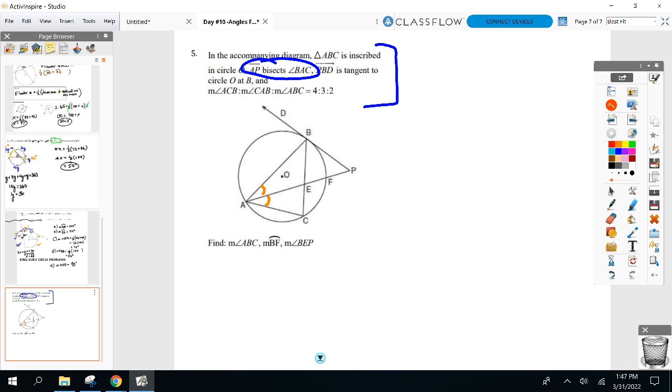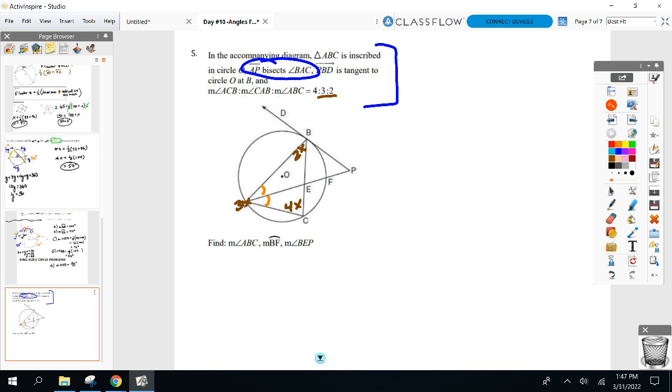And now take a look. I'm not telling you the arcs are in a ratio. The angles are in a ratio. Be careful there. Those are angles that are in a ratio. So everyone, ACB, let's plop in a 4x, right? CAB, let's plop in a 3x. And ABC, let's plop in a 2x.